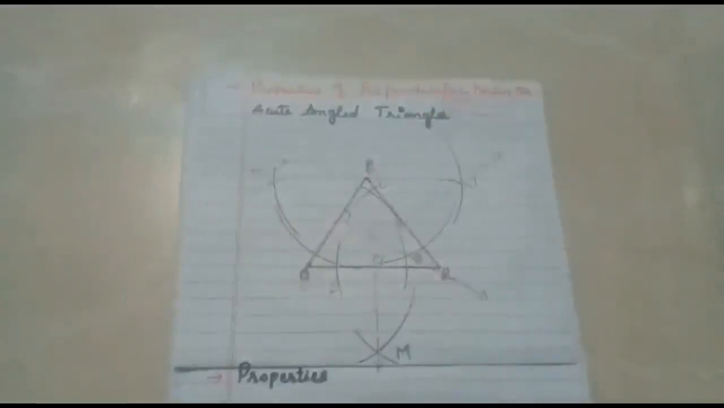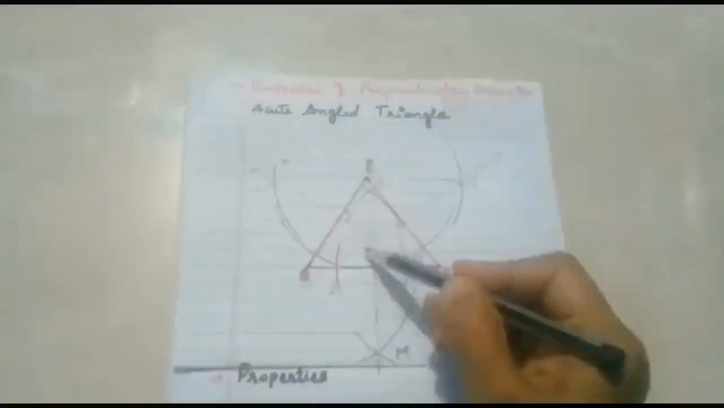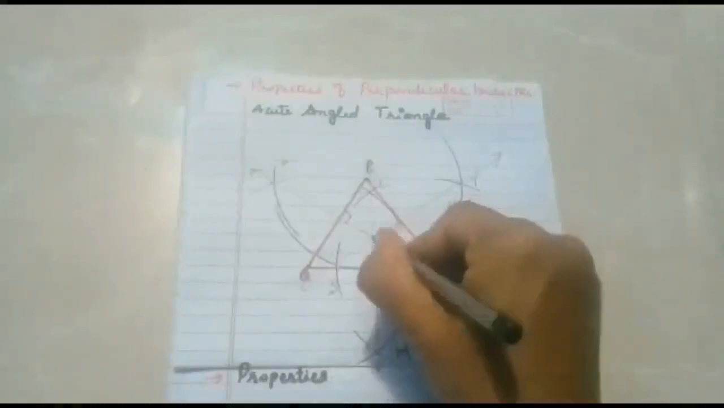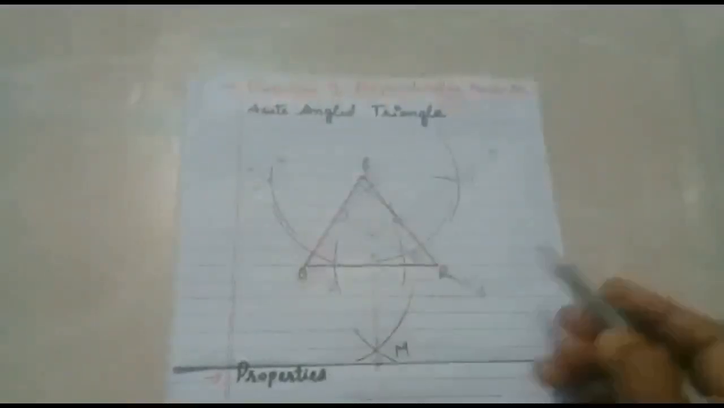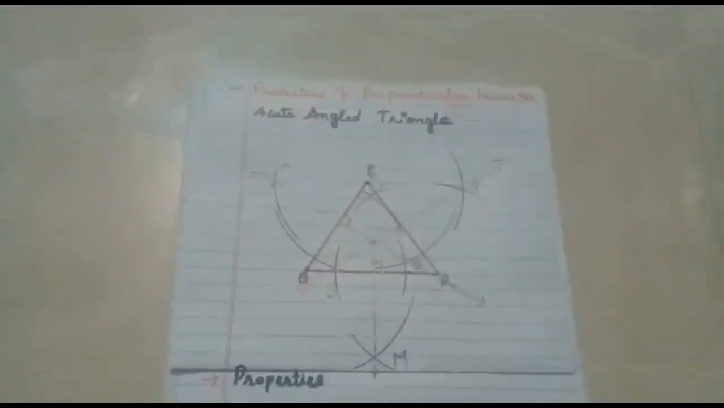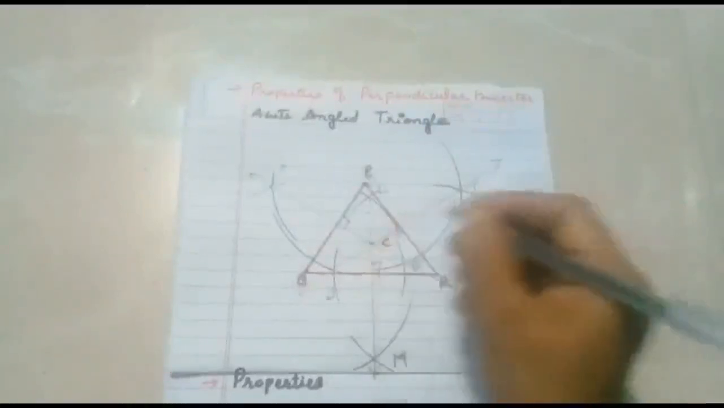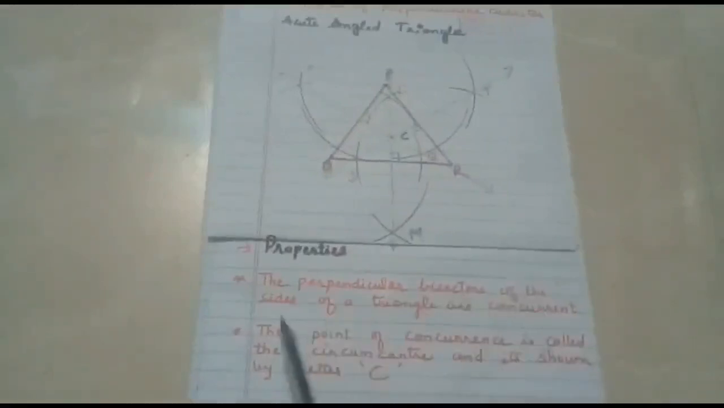And once again you can notice that all the three perpendicular bisectors of this acute angle triangle meet at a common point. That means all the perpendicular bisectors pass through a common point C. Okay. So I conclude that the perpendicular bisectors of the sides of a triangle are concurrent.